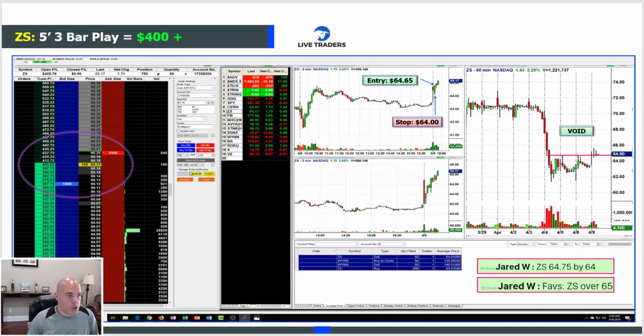Let's take a look. Here's one, ZS. Here's a 5-minute 3-bar play that I took. Now, what I want you to notice, I'm going to point out. You see the prior day's high here? Right here, okay? Prior day's high right there at about 64.80, 64.90, something like that. Draw a line across. What's happening here? This wide range red bar is igniting above that pivot. Then you get the resting bar and then the continuation move.